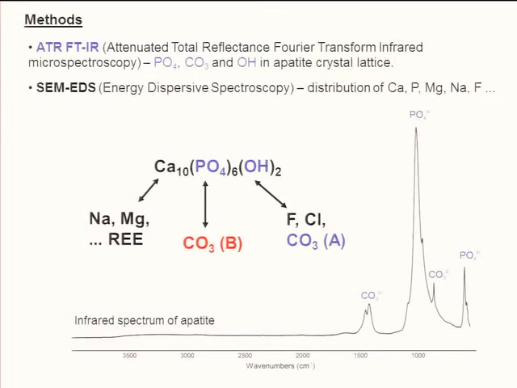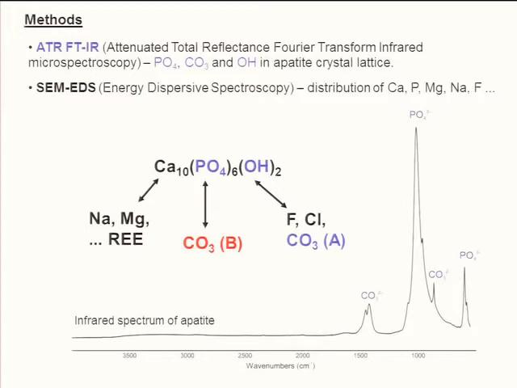Here is the ideal formula of hydroxyapatite. However, skeletal apatite is never of ideal composition. Every part of this formula is open to substitutions. For example, calcium can be substituted by other cations like sodium or magnesium. Part of the phosphate is usually substituted by carbonate anions, and hydroxyl anions are most commonly substituted by fluoride anions.